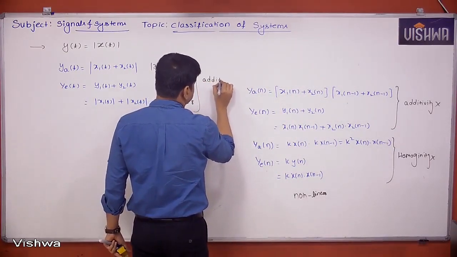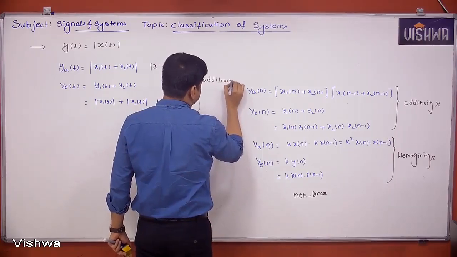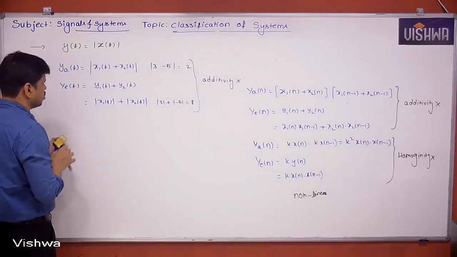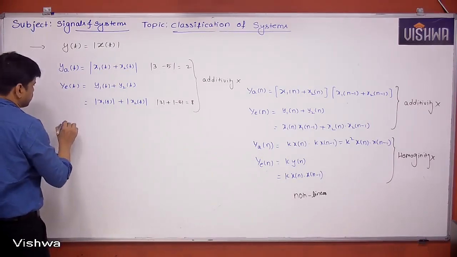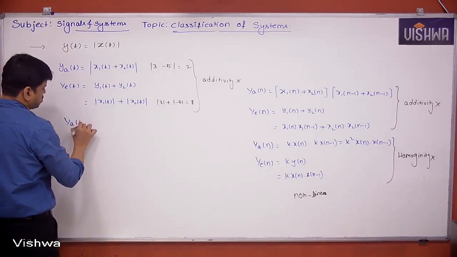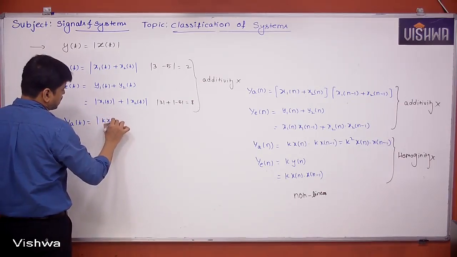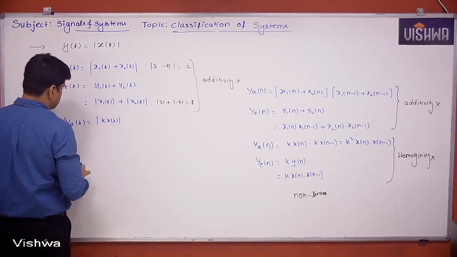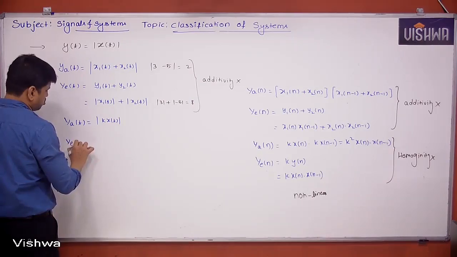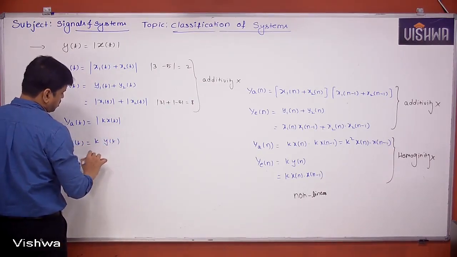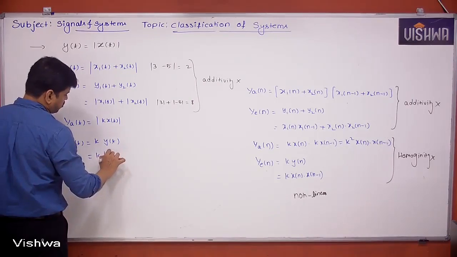Additivity is not satisfied. Next, if I take homogeneity, that is also not going to be satisfied. Actual output: wherever kx is there, that has to be replaced with kx of t. Then the expected output is ky of t. The output is also multiplied with k, so it is nothing but k mod x of t.